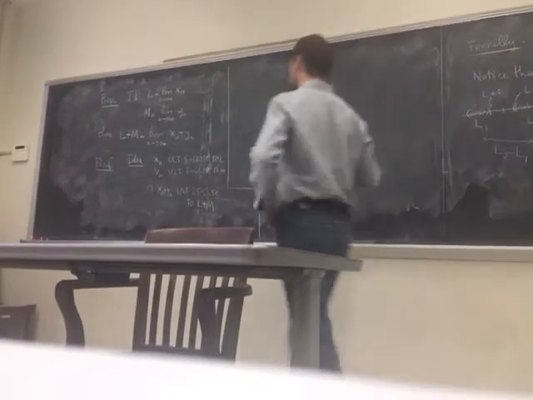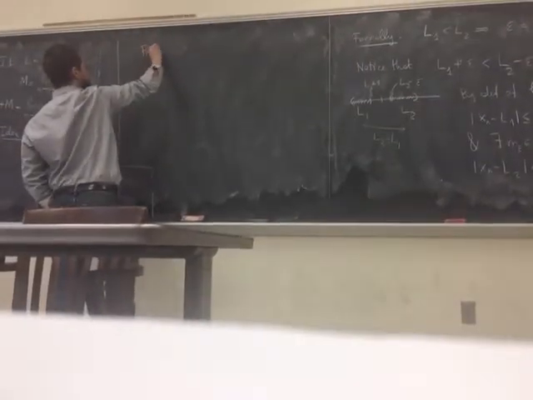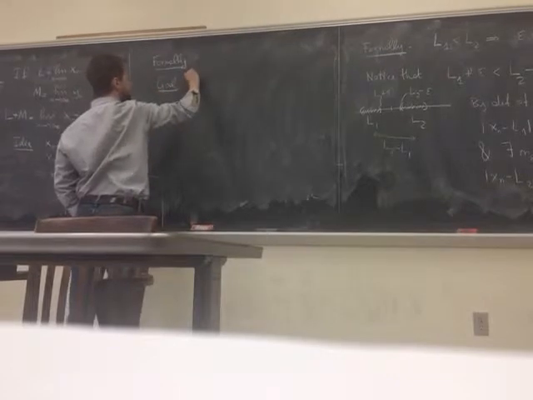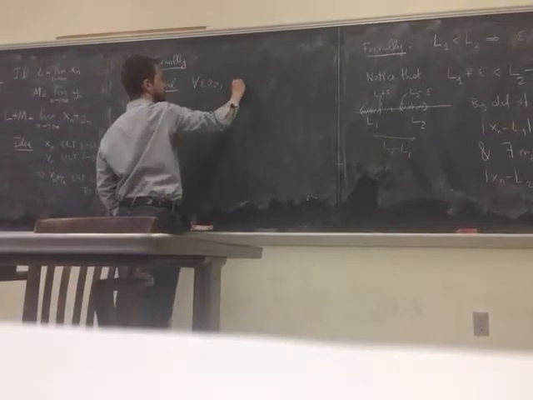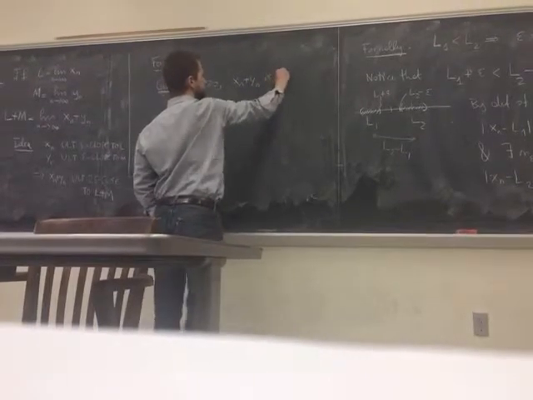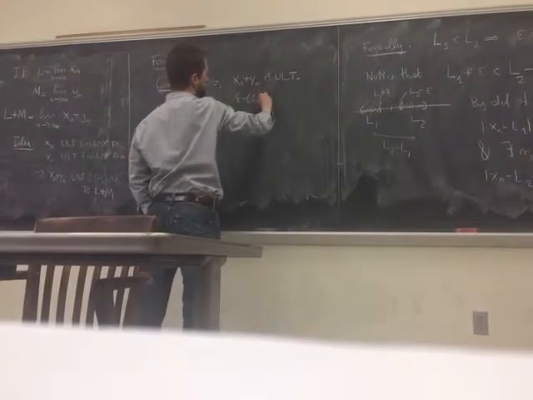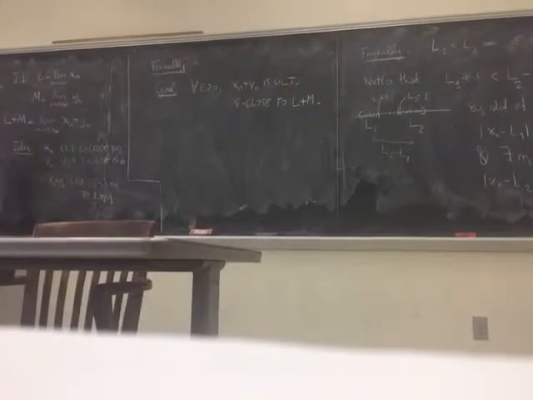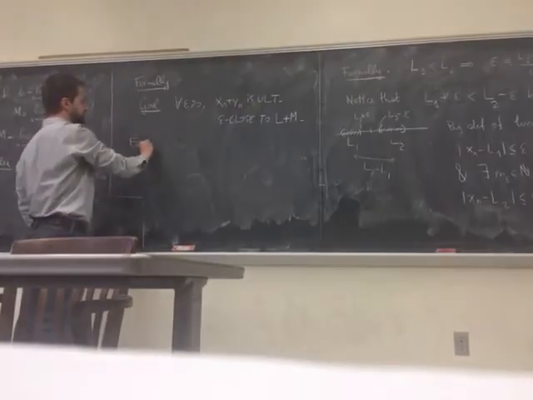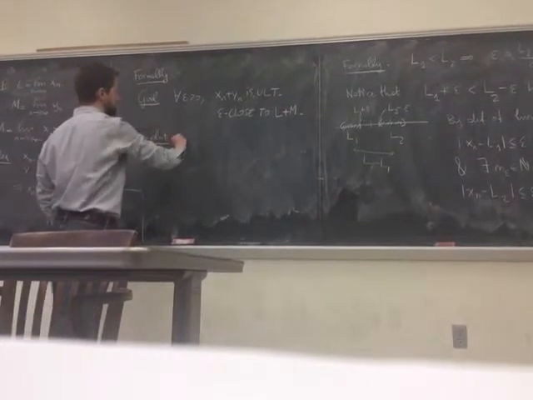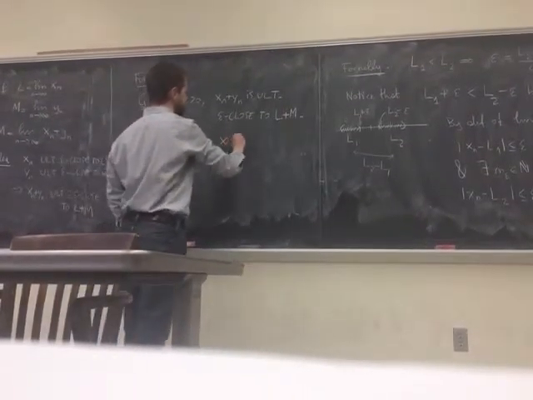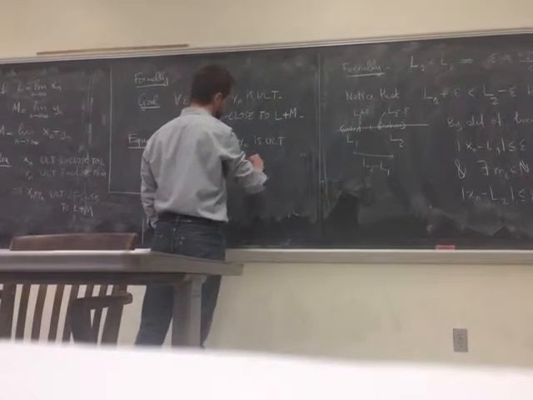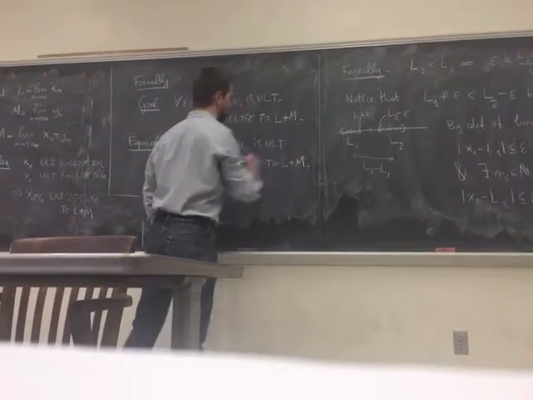So let's check this formally. The goal is checking that for every epsilon positive, xn plus yn is ultimately epsilon close to L plus M. This is equivalent, actually, to saying that for every epsilon positive, xn plus yn is ultimately 2 epsilon close to L plus M. So be very careful.